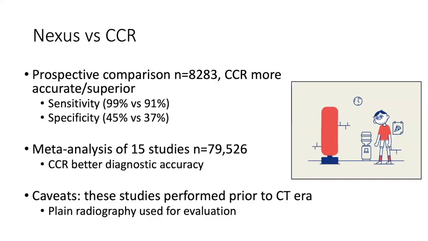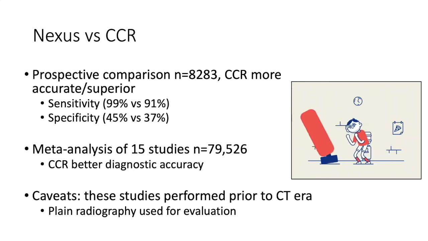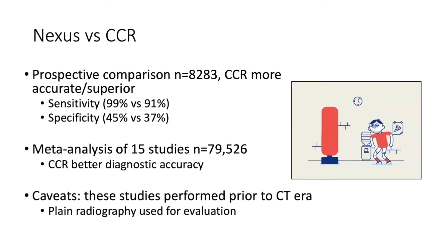They did a study in which they compared NEXUS versus the Canadian C-spine rules. The study with 8,000 people found that the Canadian C-spine rule was accurate and superior, with a better sensitivity and specificity to detect spinal cord and cervical spine injuries. There was also a meta-analysis with a lot of people that also found that the Canadian rule had better diagnostic accuracy.